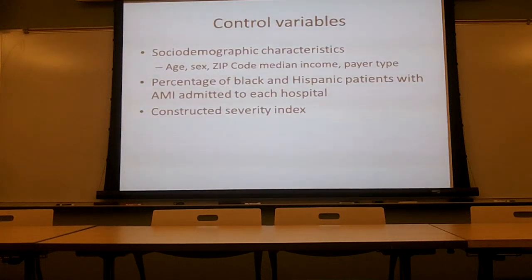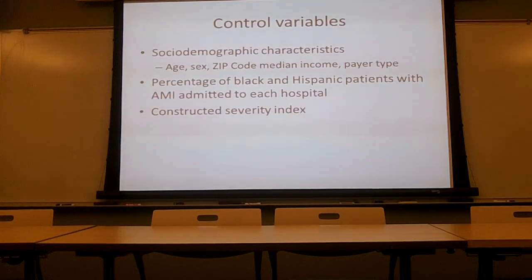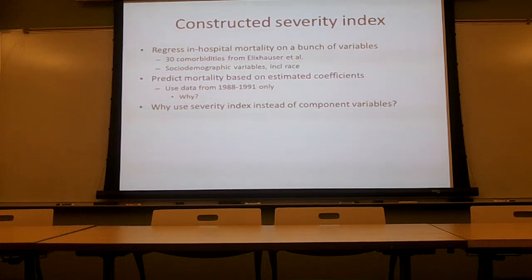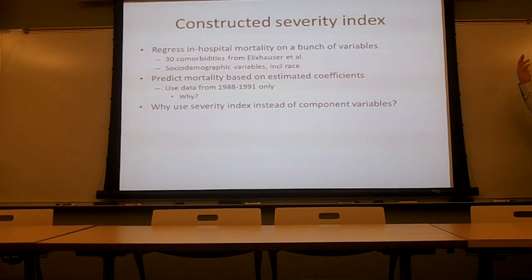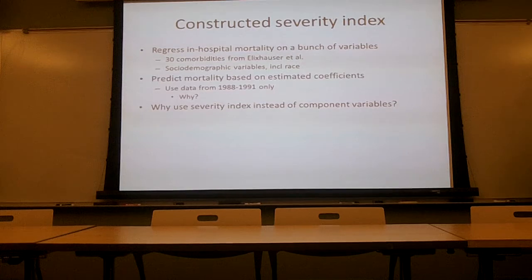All right, so the other thing that they did, which was kind of unusual but is worth bearing out, is instead of controlling for each of the comorbidities separately, they came up with a constructed severity index. And I'm pretty sure this was Dan's idea because it's the kind of thing Dan would be bothered about. What they did was they used basically a regression model where they regressed in-hospital mortality on a bunch of stuff, including all 30 Elixhauser comorbidities and a bunch of sociodemographic variables, including race.